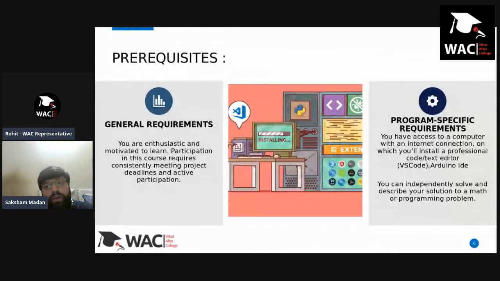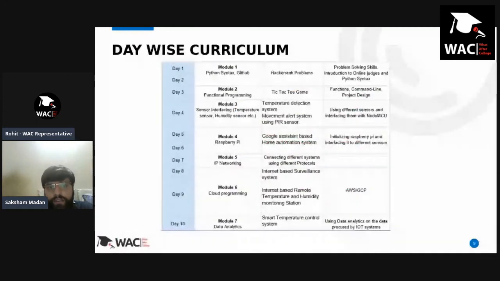Program specific requirement: we need Arduino IDE and a text editor installed in your system. Device curriculum: Python, then functional programming. In module 3 will be sensor interfacing. Then there's Raspberry Pi, and sensors will also contain IoT components. Then there's IP networking, cloud programming, and then data analytics.